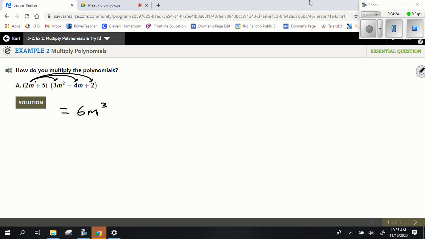Now, 2m times negative 4m is going to give me negative 8m squared, because m times m is m squared. And then 2m times 2 is going to give me 4m. Next, the 5 is going to have to distribute to each of these terms. So 5 times 3m squared is going to give me 15m squared. 5 times negative 4m is going to give me negative 20m. And 5 times 2 is going to give me the 10.